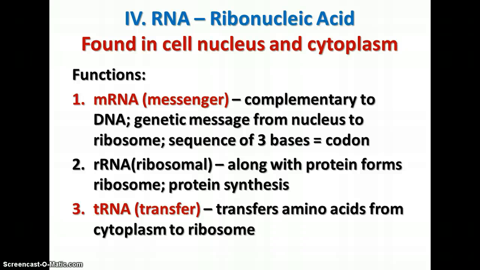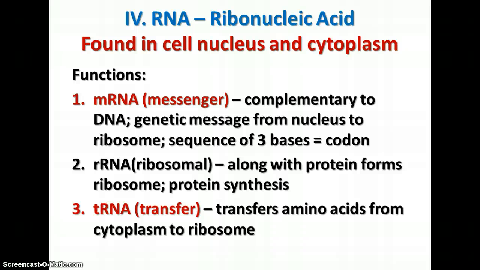It copies the genetic message from the nucleus to the ribosome for a particular section of DNA. And its message is coded in a sequence of three bases on the messenger RNA molecule. The three bases are called a codon, and a codon codes for one of the 20 amino acids.